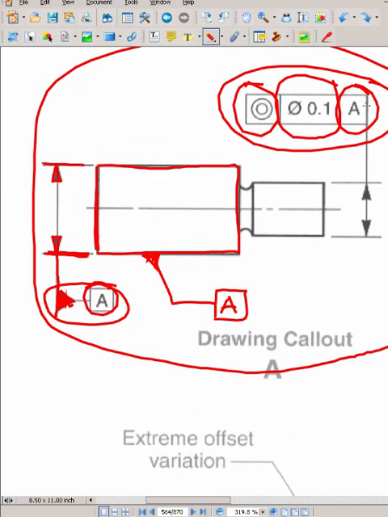The fact that this feature control frame is attached to this dimension means that it is related to this dimension, or whatever this dimension relates to. This dimension relates to this cylinder, so this cylinder is the one we're actually applying the geometric tolerance to. Okay? Now let's carry on over to this side and see what it means.